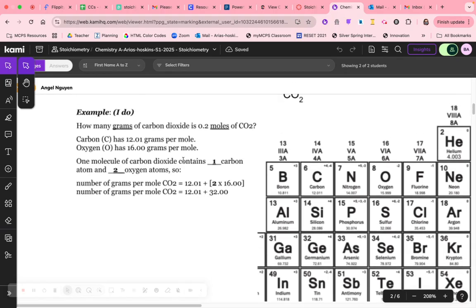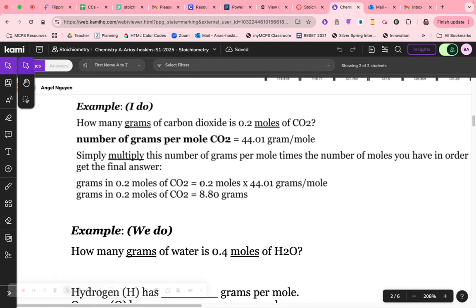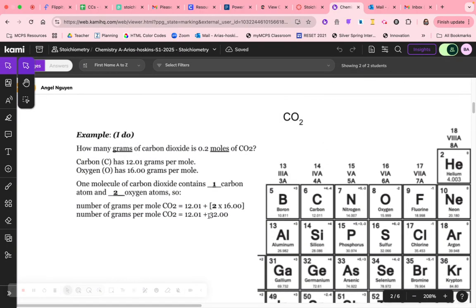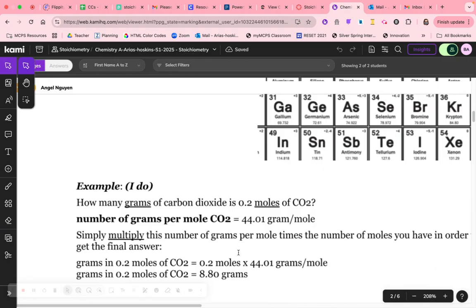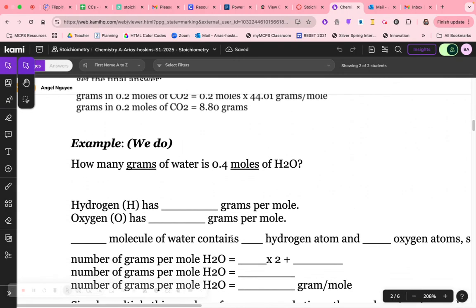Now, what's going on? I'm asking you for the grams of carbon dioxide in 0.2 moles of CO2. Okay? So what you're going to do is multiply 0.2 by 44.01. The 44, remember, came from the addition of 32 plus 12.01. That number you're going to multiply by 0.2, and that would be the grams in 0.2 moles of CO2, which is 8.80 grams.